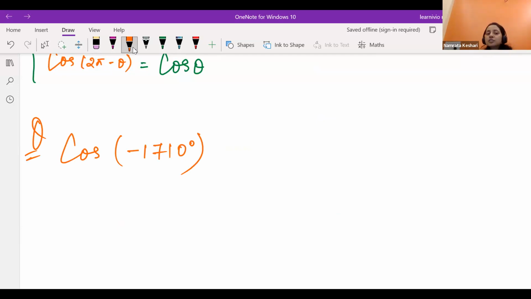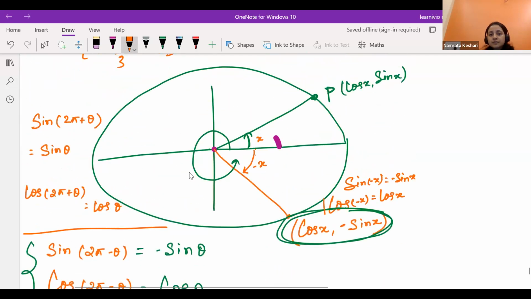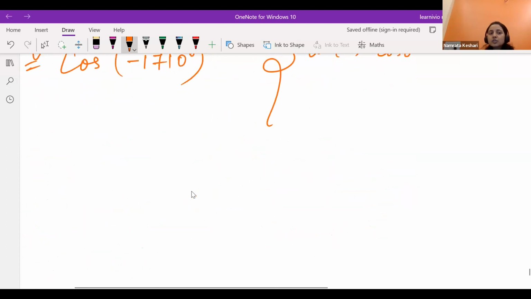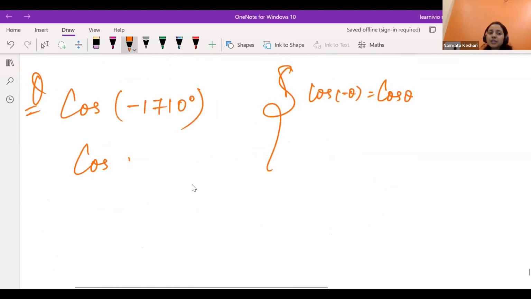For now, we just discussed that cos of minus theta is just cos theta. Is it so? Yes or no? It is cos theta. So can we write it is nothing but cos 1710? Can we write it like this? Yes. Now we will be thinking about how to break this angle.